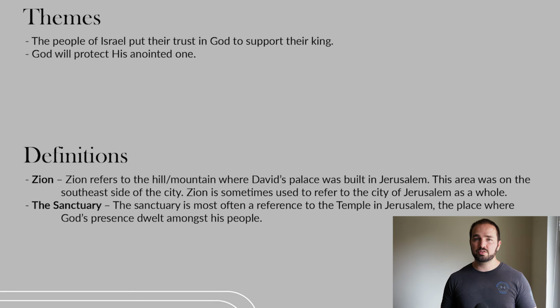We've also got two definitions, and both of them are places today. The first is Zion, which we've defined in a previous study, but I wanted to include it again in case anyone wasn't with us for that study. Zion specifically refers to the hill or the mountain on which David built his palace. It was on the southeast side of the city of Jerusalem. Zion, though, is many times used in the Old Testament just to refer to the city of Jerusalem as a whole.